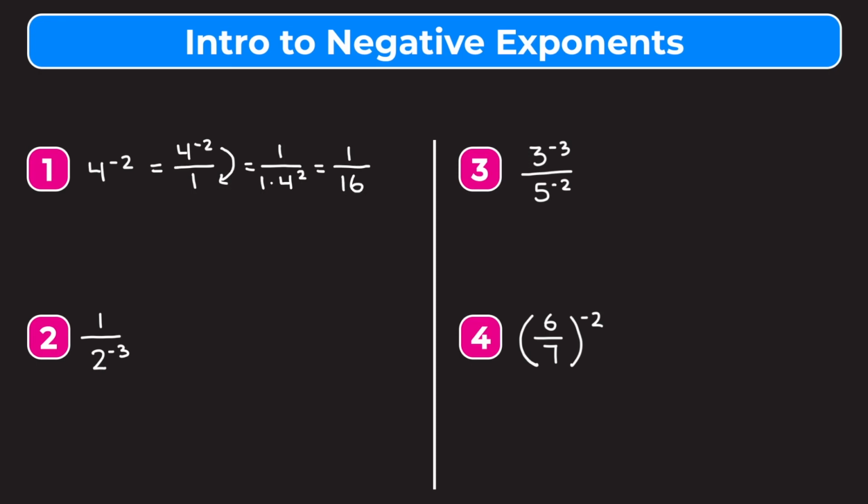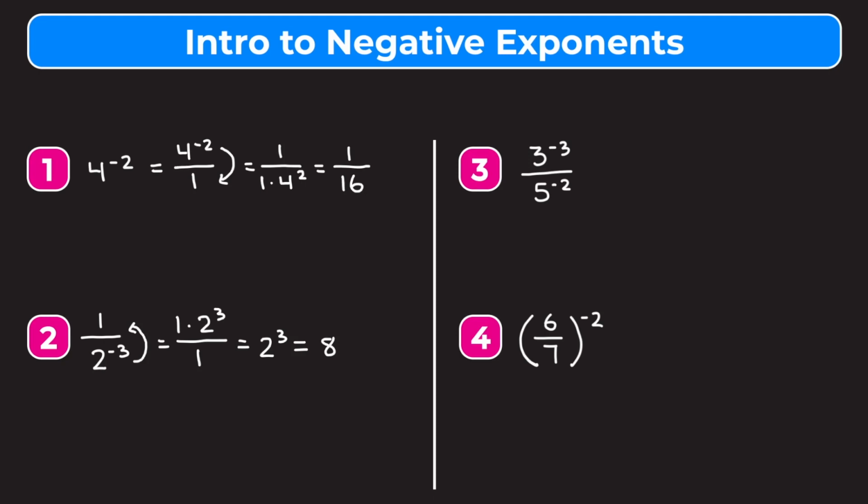So again, we want to change the position of whatever's being raised to the negative exponent, and that's going to turn the exponent positive. So because our 2 to the negative third is on the bottom, we need to bring it to the top. So on the top, we're going to have 1 times 2 to the positive third. On the bottom, we're left with nothing, so we're going to be left with a 1. And those 1s don't really matter, because 1 over 1 is 1. So we really have 2 to the third, and 2 to the third is equal to 8.